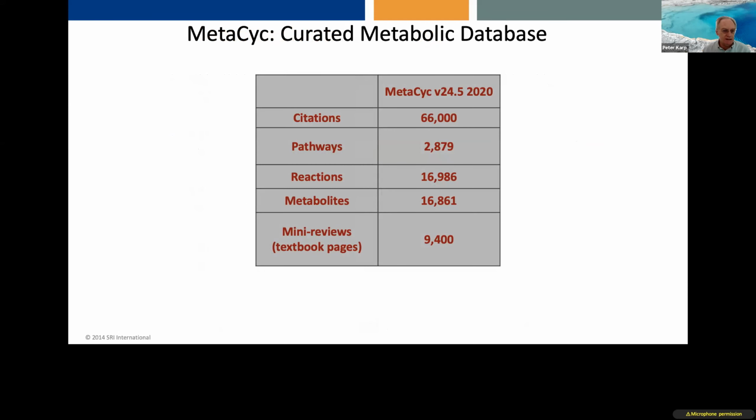And here's some statistics on Metacyc. We have about 2,800 pathways in Metacyc, 16,000 reactions, and about 16,000 metabolites. And if you look across all the pathway pages and enzyme pages and add up all of the mini reviews that are found there, the textual summaries of pathways and enzyme function, you'll get almost 10,000 textbook page equivalents.